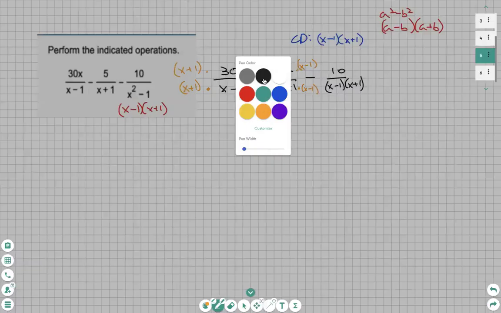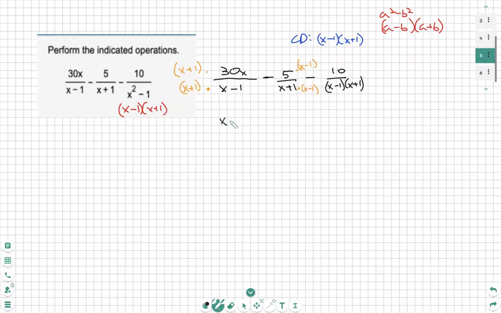Next, we're going to rewrite the numerators. First thing we do is keep everything in parentheses. We are not going to multiply just yet. We're going to rewrite everything down and we will clean it up a little later. We see we have all of those numerators written down, x plus 1 times 30x, negative 5 times x minus 1, and minus 10. We're going to put all of that over our common denominator because that's what we were doing. We created that common denominator so we could do this.